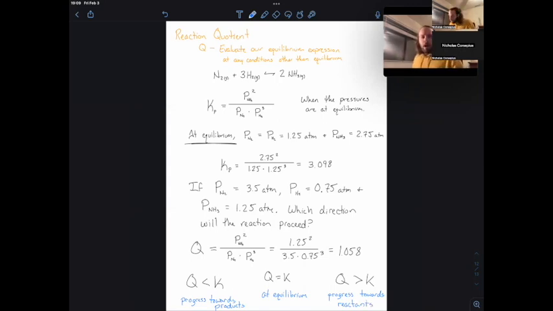By evaluating our Q here and comparing it to our value of K, we can see that Q is less than K, and thus under these starting conditions, our reaction will progress towards the product side. So our reactant pressures will decrease, and our product pressure will increase. That's why we care about a reaction quotient. If we know the Keq, then we can just take any old starting conditions, plug them into that expression, and compare the value of Q, our reaction quotient, to that equilibrium constant to tell which direction the reaction is going to progress.